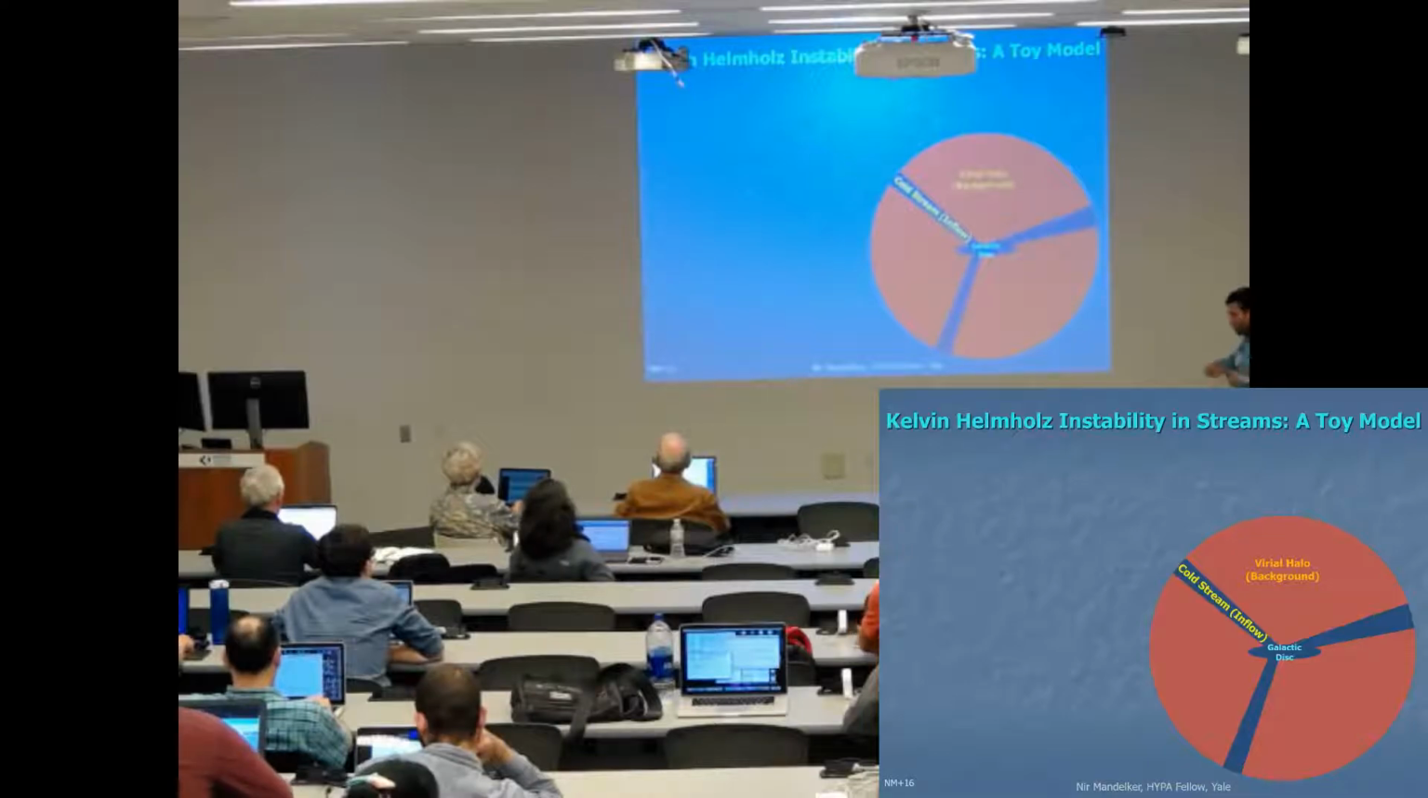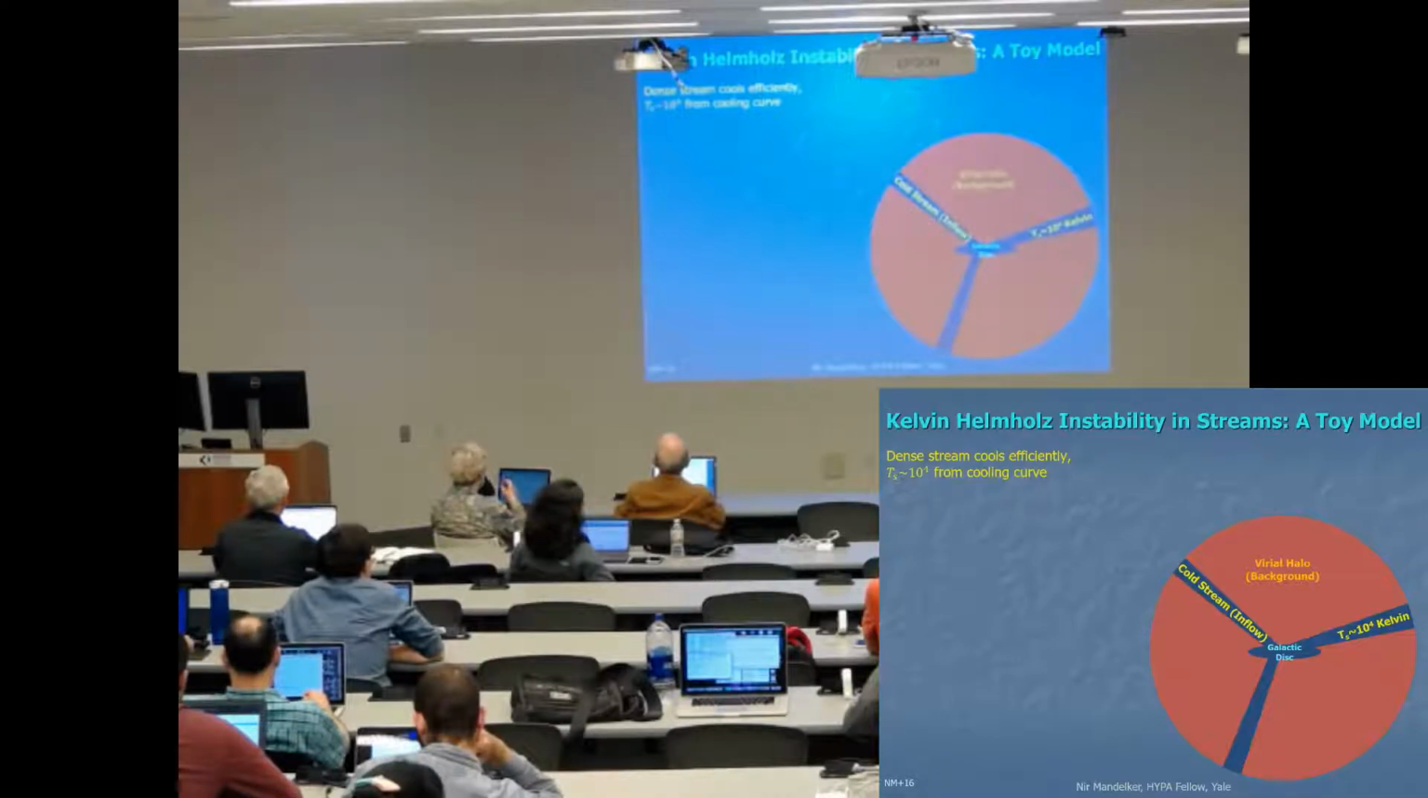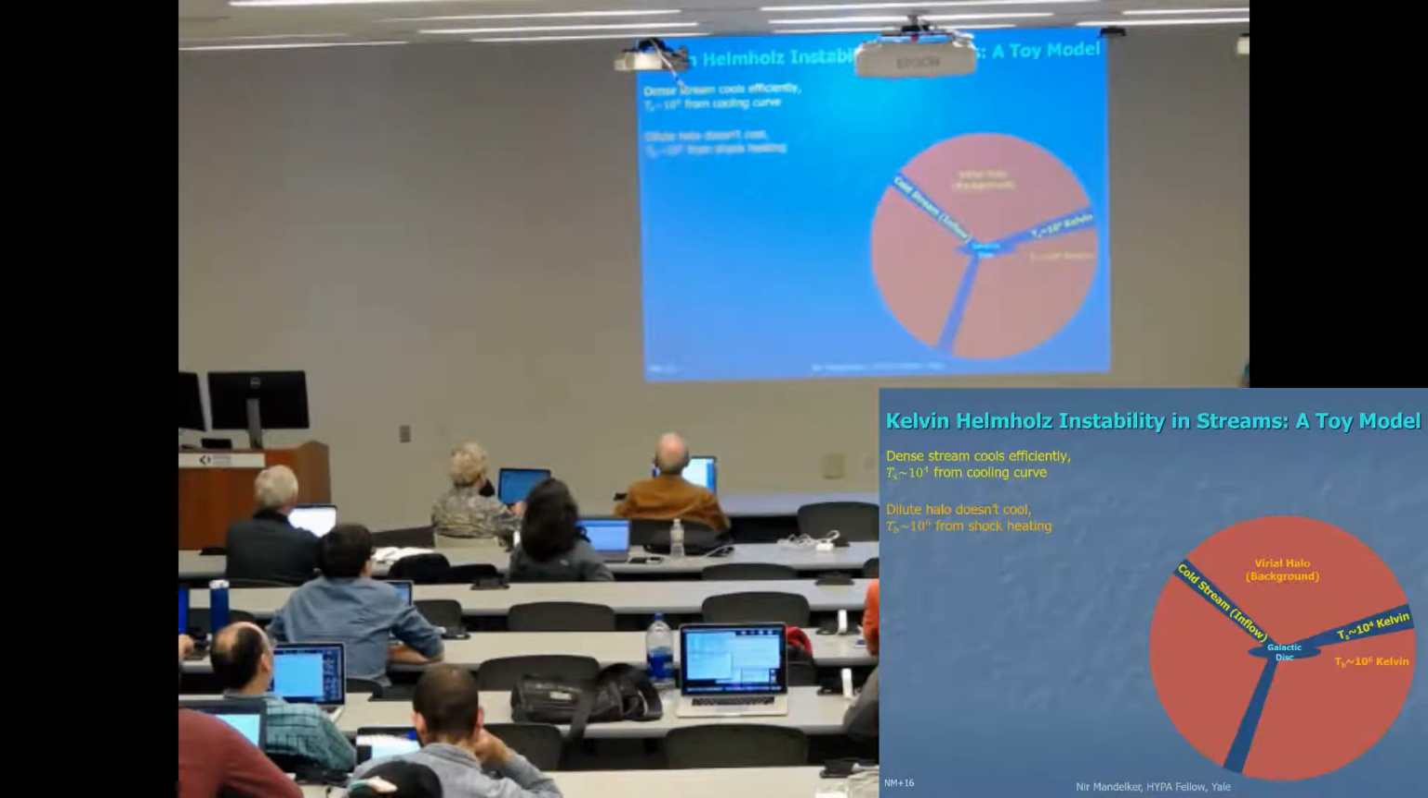So as a first step to studying this in a systematic way, I'm going to show you a toy model for Kelvin-Helmholtz instability in these cold streams. You have a hot halo, a cold stream, and a galactic disk. The stream has a temperature of about 10^4 Kelvin because it's very low metallicity, and that's where the cooling rate becomes quite small.